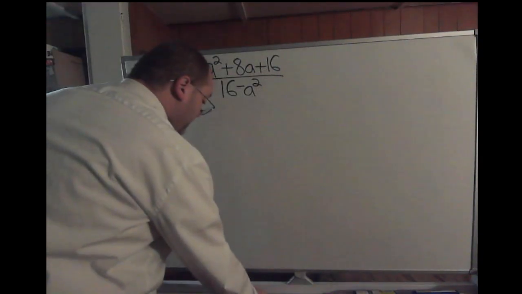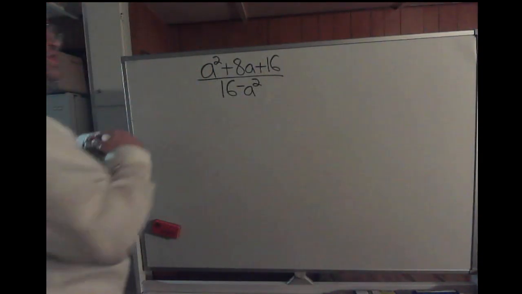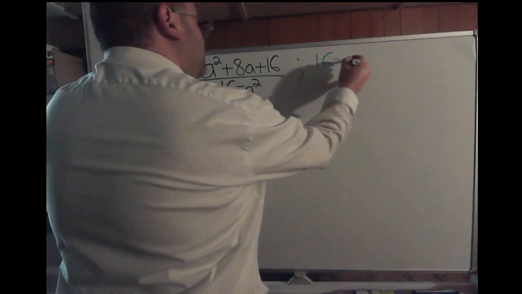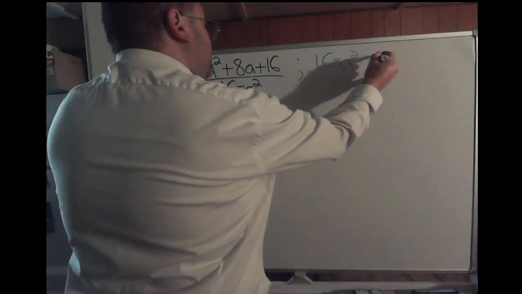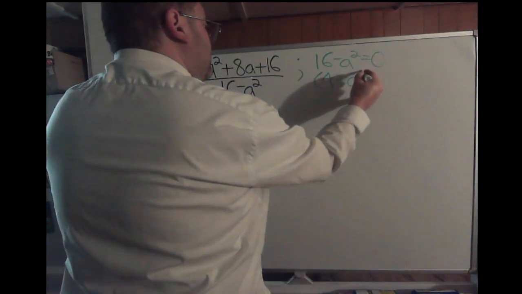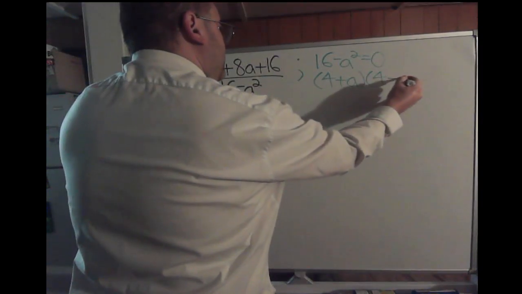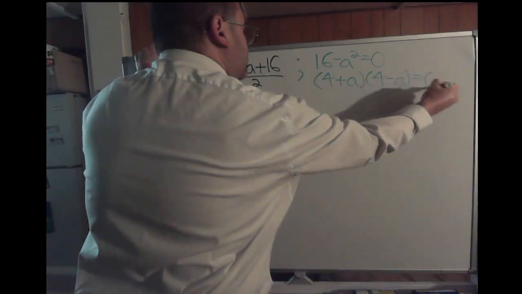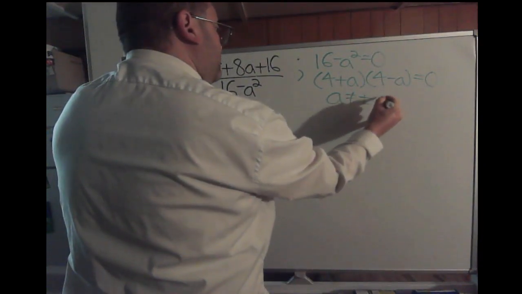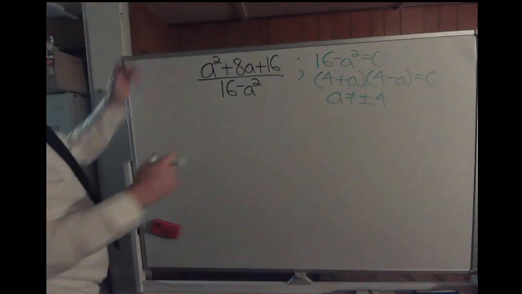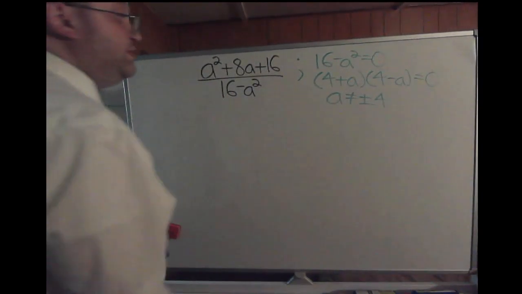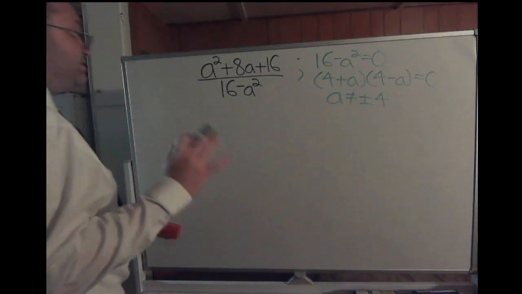Well, again, let's go ahead and place restrictions on the variable here first. Take your 16 minus a squared, set that equal to 0. The factorization would be 4 plus a times the quantity of 4 minus a, set equal to 0. Well, a just cannot equal plus or minus 4. If a equals plus or minus 4, you get a 0 in the denominator, making the expression undefined. So now we found our restrictions.